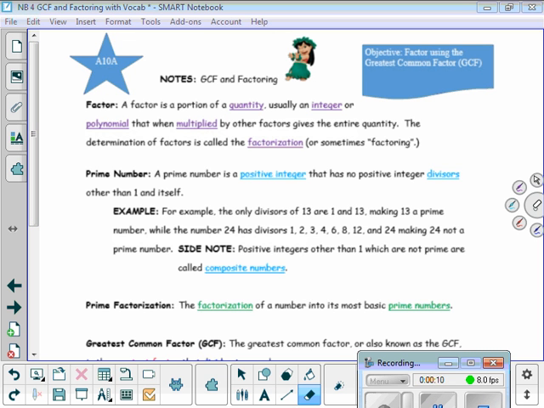If I start off at the top, a quantity. You know what a quantity is? If you have a quantity of something, I have a quantity of what? Of apples. Great. So then we've got integer. We know what an integer is? Yes. 1, 2. No halves, though. Correct? Okay. Polynomial. We know what a polynomial is, yes? Okay, good. We got all that.